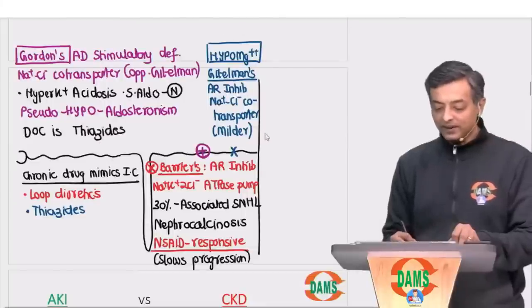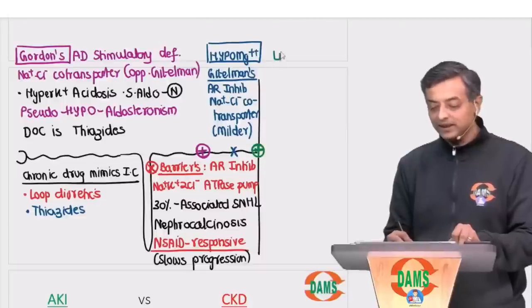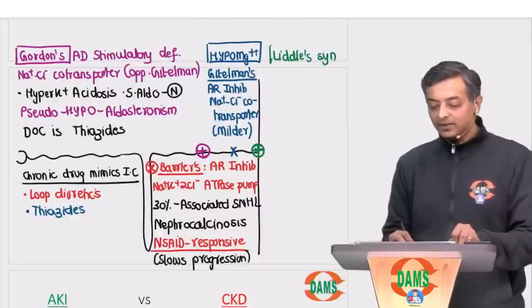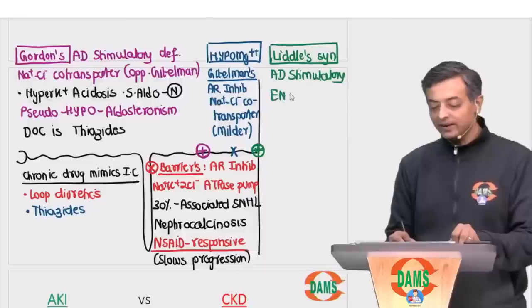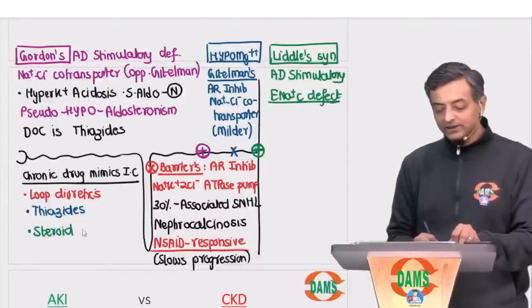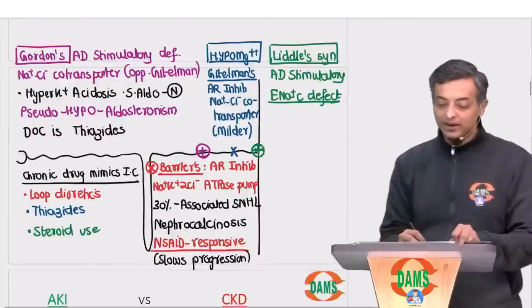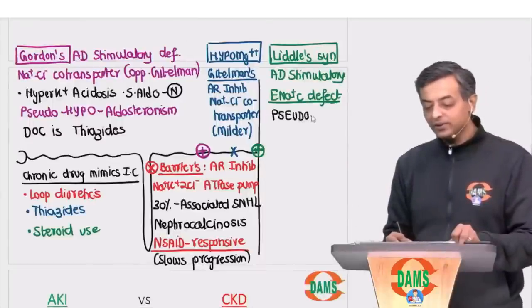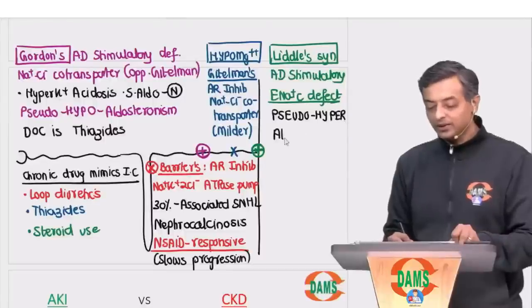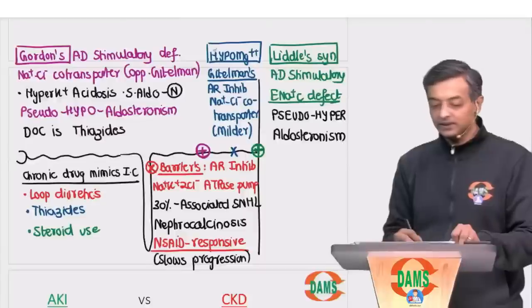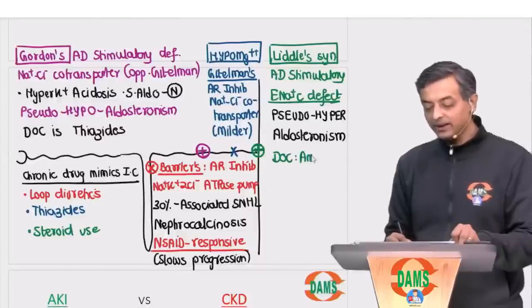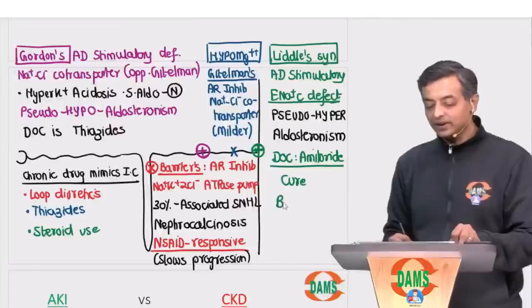Very good. The fourth one, MCQ favorite, green plus in the collecting duct, is Liddle's syndrome. Liddle's syndrome, the fourth channelopathy, is an autosomal dominant stimulatory ENaC defect, which is mimicked by exogenous steroid use. ENaC is the receptor normally controlled by aldosterone, but aldosterone is not there. That is why it is called pseudohyperaldosteronism. But the good news, the drug of choice is amiloride, which can offer potential cure. Hence, it has got the best prognosis.